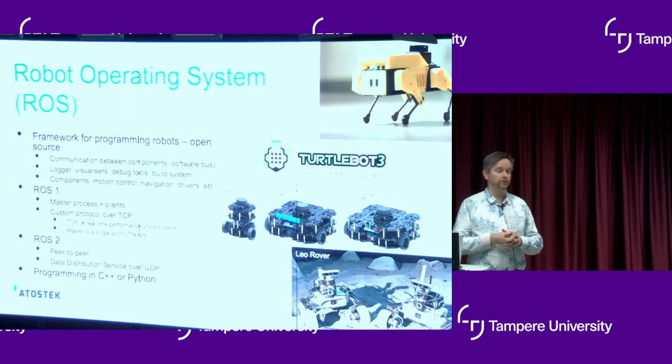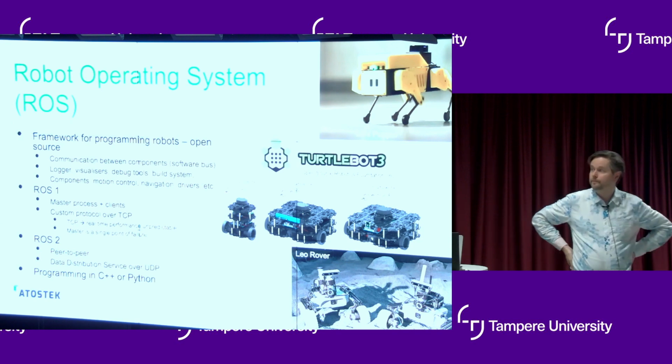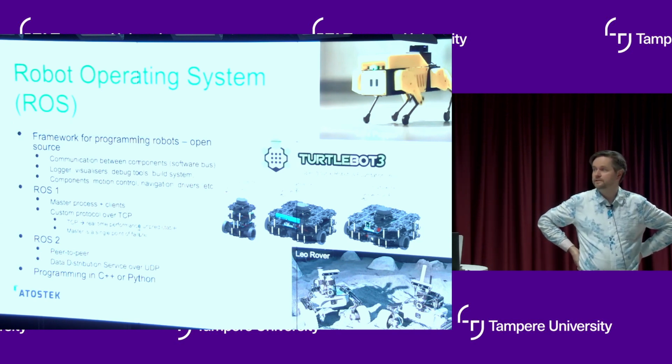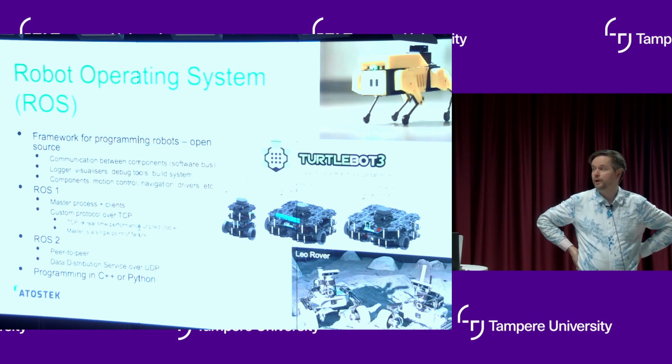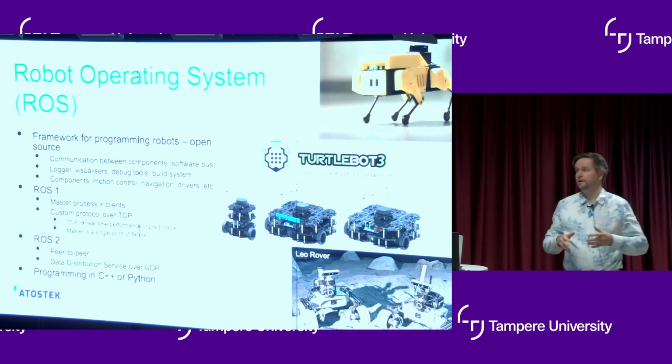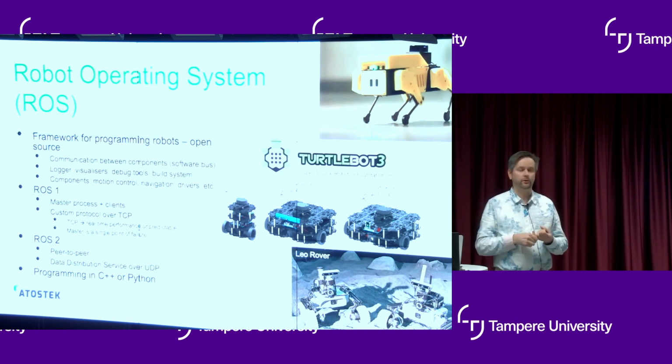And ROS 2 was made specifically to fix these issues in ROS 1 and to make it, let's say, more industrial-strength software. So now, instead of the custom protocol, it's based on something called the Data Distribution Service, which runs over UDP.